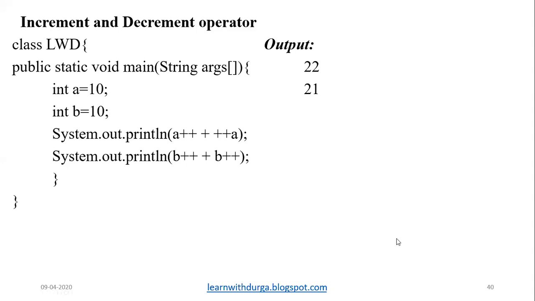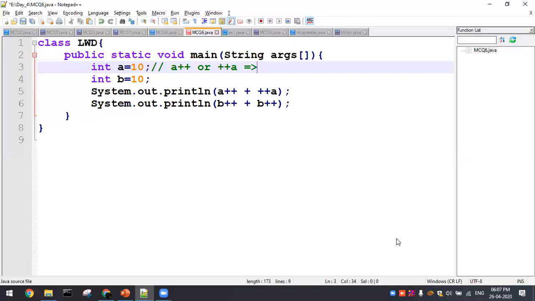Let me go ahead with the editor window. A plus plus or plus plus A, both are going to increment the value, A equal to A plus 1. Like a compound assignment, here it is not going to increment by any constant value, it is going to increment the value by 1. So it will increase the value only by 1. After increasing, the difference comes in pre and post. So this is post-increment.